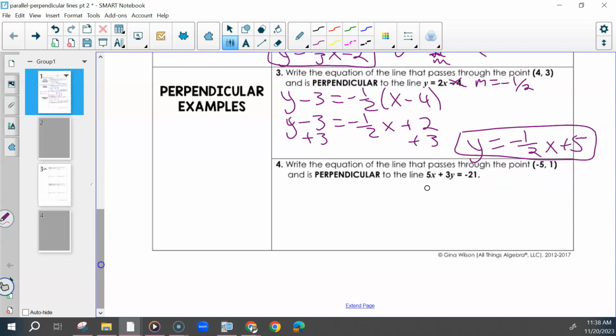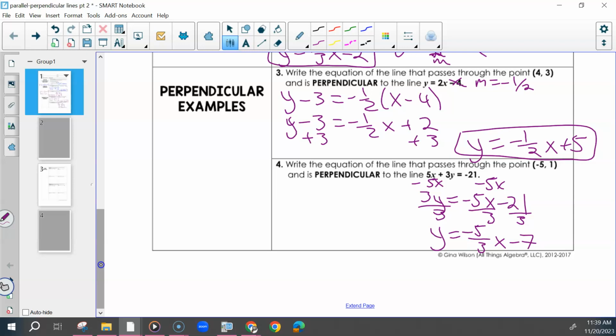So we have to first solve this equation. Subtract 5x. 3y equals negative 5x minus 21. Divide everything by 3. So that y equals negative 5/3 x minus 7. Again, that is not the answer to our problem. We just rewrote.